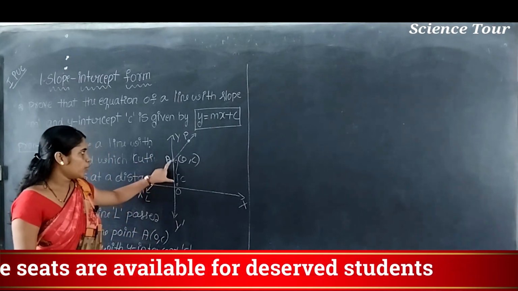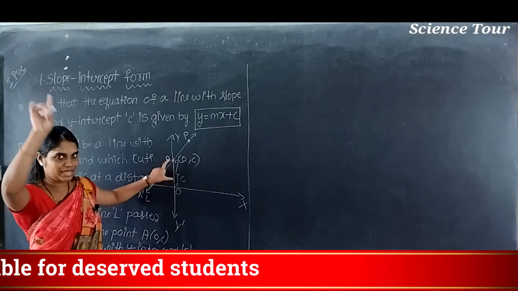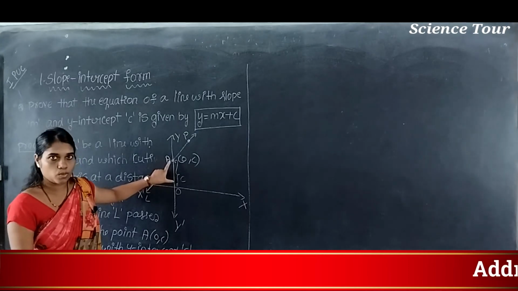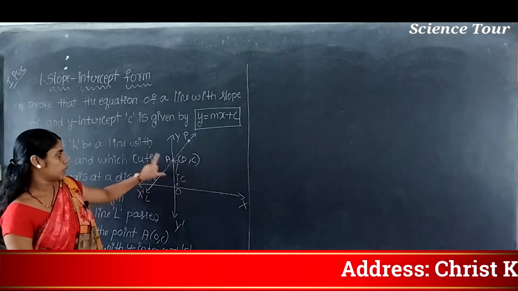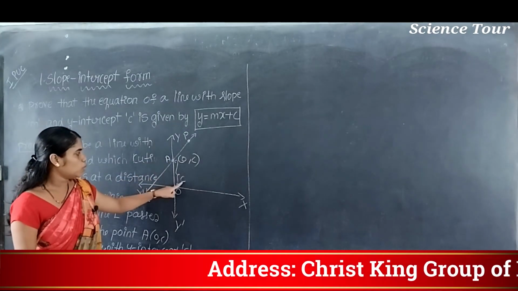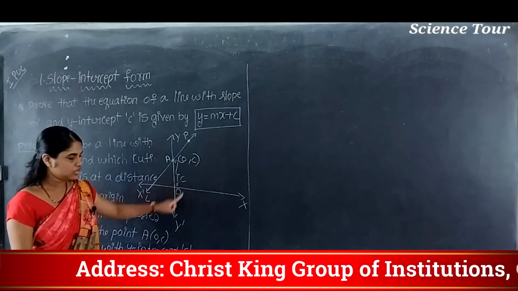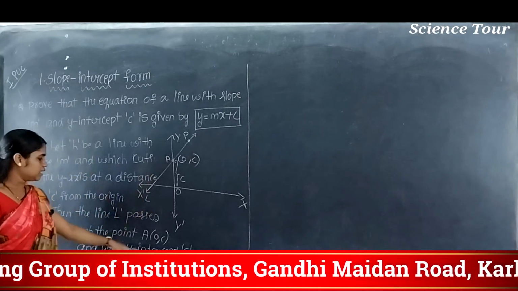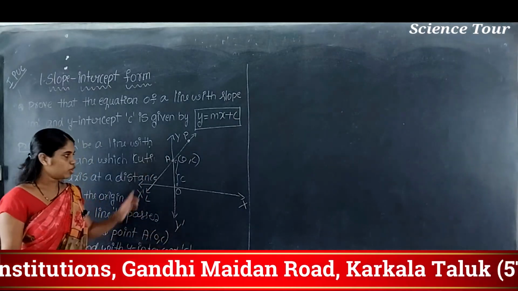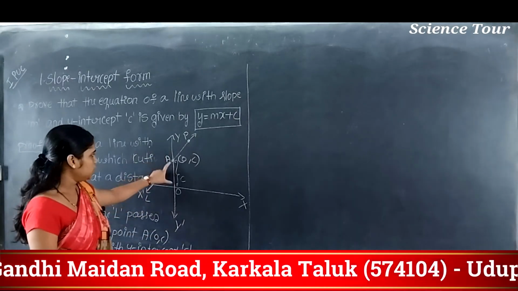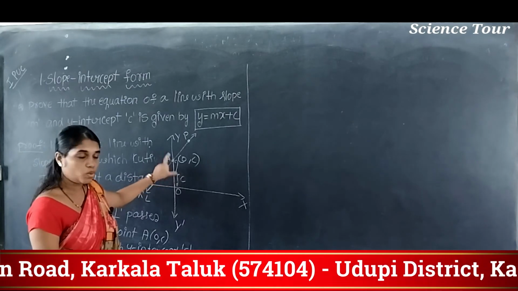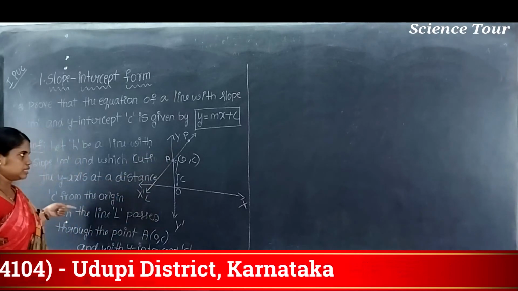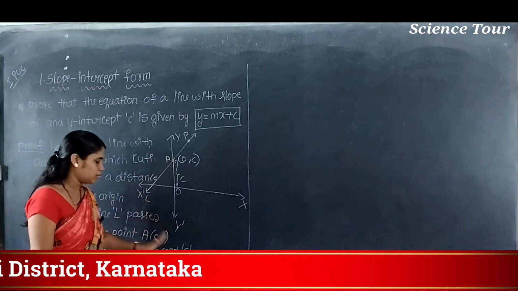This length OA is known as a y-intercept, isn't it? At the beginning I explained the length of this OA is known as a y-intercept. But what is the length of this OA? That is c, given, isn't it? So therefore, for this line L, your y-intercept is nothing but c, because the length of this OA is nothing but c. So therefore the y-intercept of this line L is given by c.